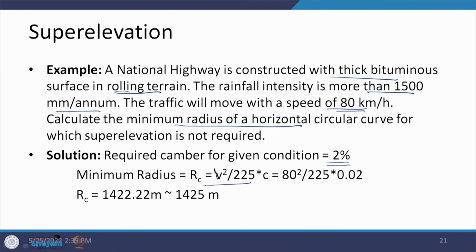Then for the same equation, if we put the values here, we need V square divided by 225 C. C is 2%, and what we get is 1425 meters. That means a minimum radius of 1425 meters should be provided, so that there is no requirement of providing super elevation, and only the camber is going to be sufficient and can be provided across the width of the carriageway.